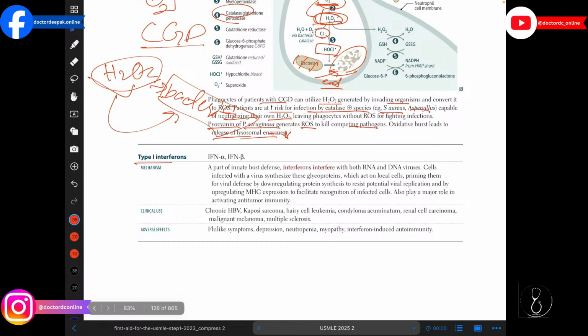Now we are going towards type 1 interferons. The type 1 interferon, why is there an interferon? Because they interfere in the production of RNA and DNA of the viruses.